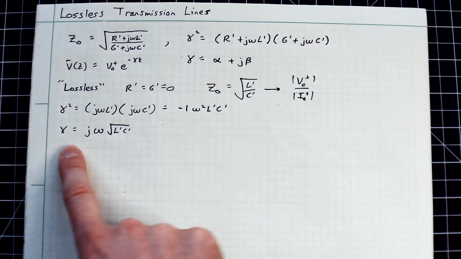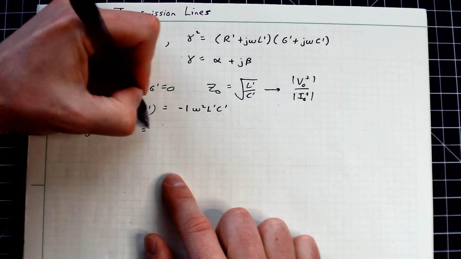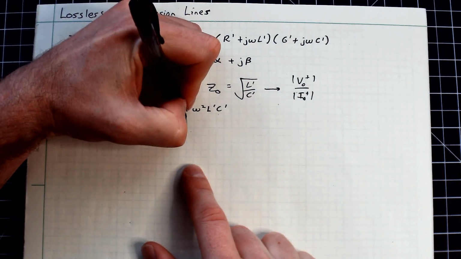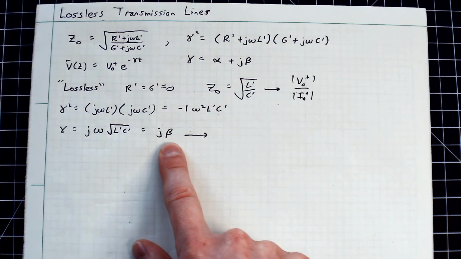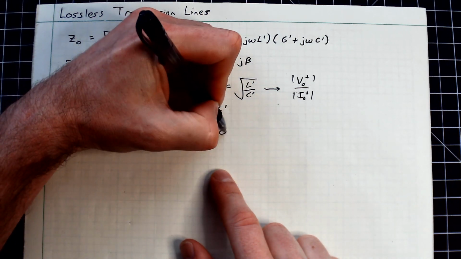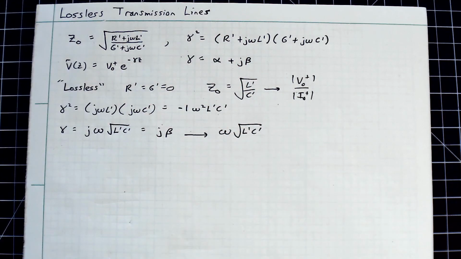In this case, since that alpha is gone, I essentially just have gamma is equal to j beta. So the implication is that for my phase constant under the lossless case, I just get beta equals omega times the square root of L prime C prime. This is a very important little expression to keep in the back of your head.